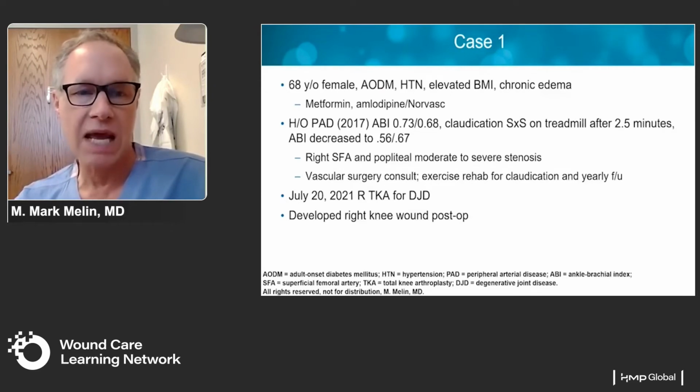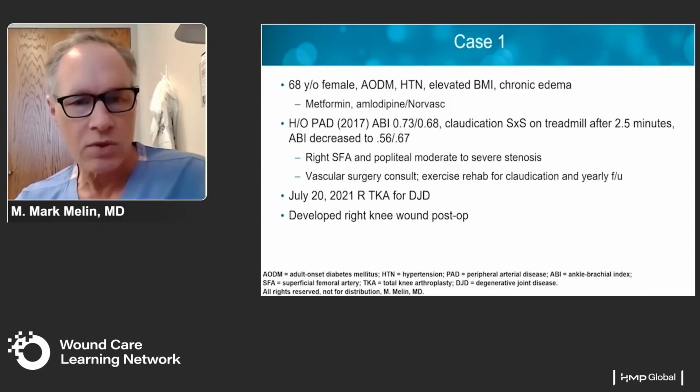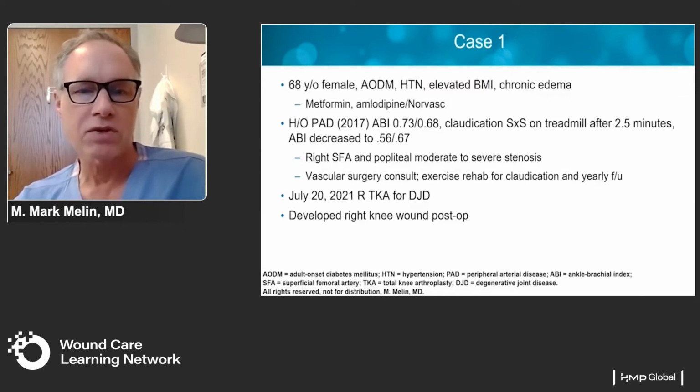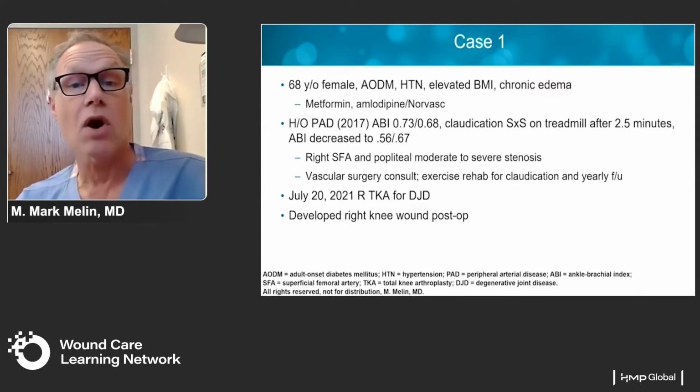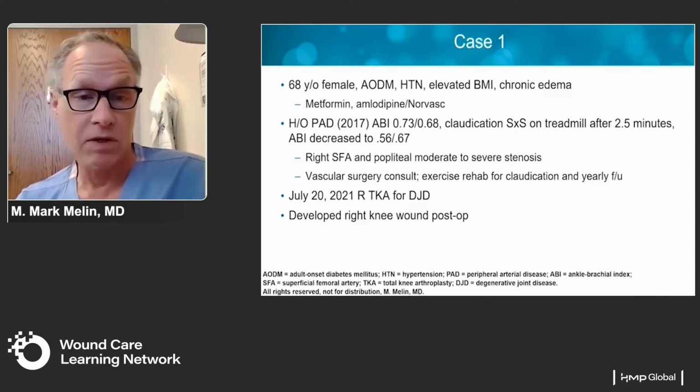So this patient has a history of peripheral arterial disease. You can see that back before they had wounds, they underwent an exercise treadmill study. Typically, we would not put our patients with a wound on a treadmill, and there was a significant drop. There was past evidence of a right superficial artery and popliteal artery stenosis that was moderate to severe. Vascular surgery had seen the patient. There's recommended exercise rehabilitation for management of claudication. Again, this was all before development of an ulceration.